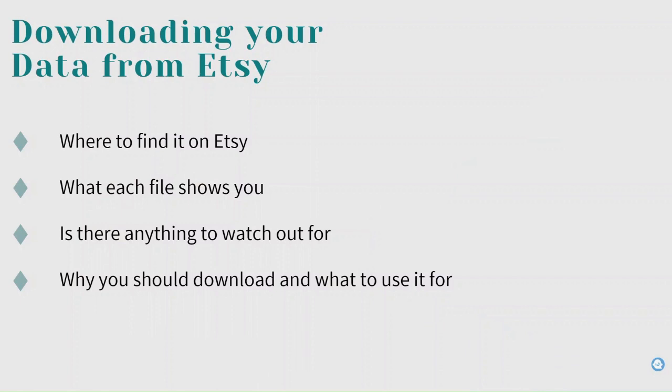So for each one, we're going to take a look at where you find it and how you download it onto your computer, what the file will show you, what columns it contains, and I'll take you through an example of each one. If there's anything you need to watch out for in the data, so if there's anything missing or slightly strange or just anything else you need to be aware of. And finally, we'll take a quick look at why you need to download it and what you can use that information for.